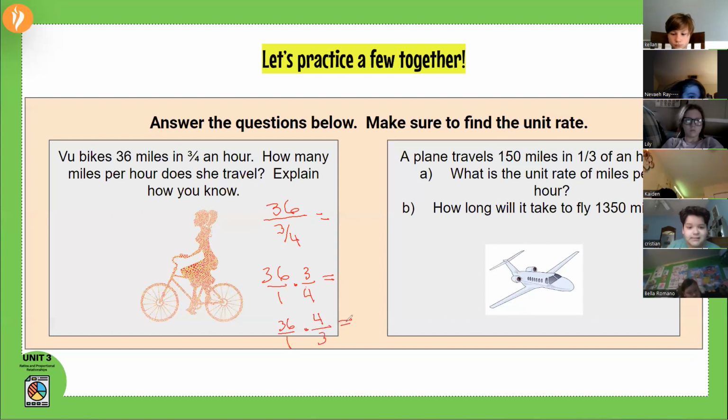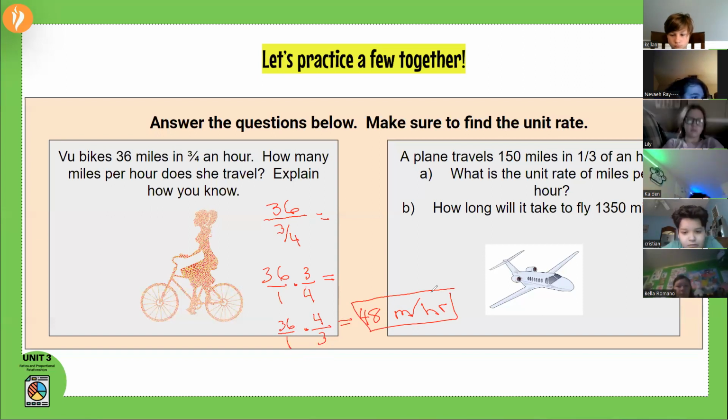Or in your calculator, you can simply divide 36 by 3/4. And the answer is, what is it? 48. She is going 48 miles per hour. She is flying on that bike, you guys. I don't think anybody can actually ride a bike that fast. Do you think? I don't think somebody can ride a bike 48 miles an hour. Maybe there's a small engine on it.